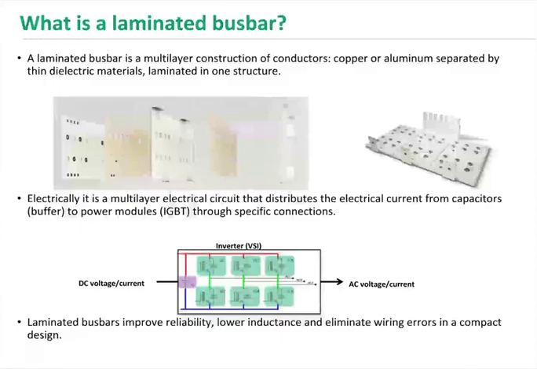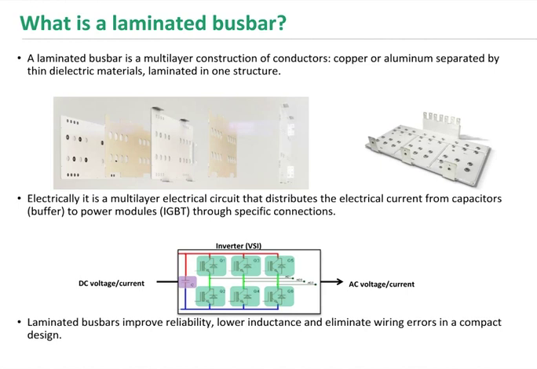So, as I said in the beginning, Rogers is known for manufacturing of laminated busbars. But actually, what is a laminated busbar? This is an important question to answer. So, a laminated busbar is basically a multi-layer construction of conductors, and they can be made out of copper or aluminum. Sometimes we use aluminum to reduce the weight in the inverter. In some cases it is also used to reduce the costs. So these are the conductors, and between the conductors we have thin dielectric materials, and all together we take it and we laminate it into one structure.